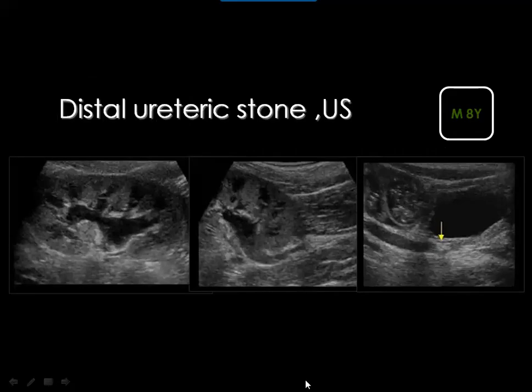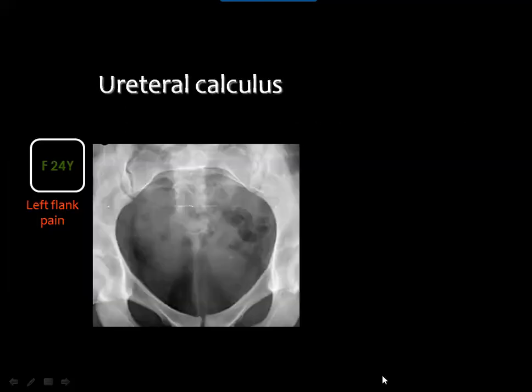And ultrasound is also a good tool for detection of renal calculi and calculi in the terminal part of the ureter, like this. And you see this calculus in the terminal part of the ureter. This is the urinary bladder, and this is the dilated ureter, as well as the pelvicalyceal system. But calculi along the ureteric course are usually difficult to detect by ultrasound.